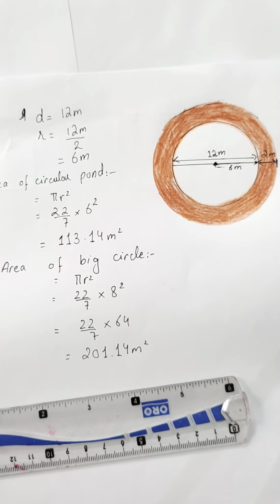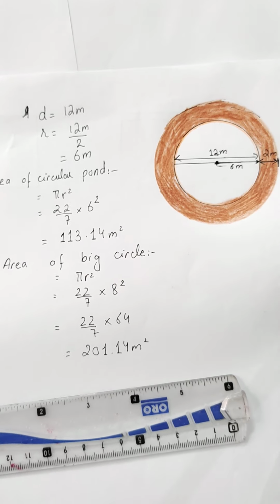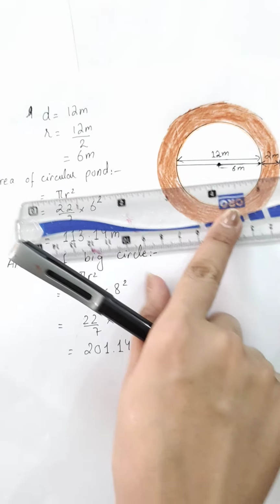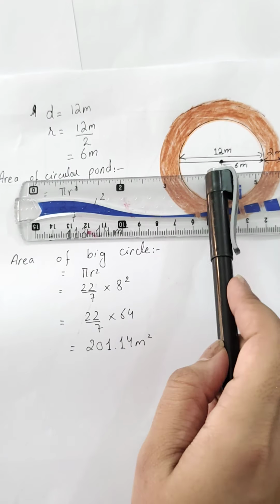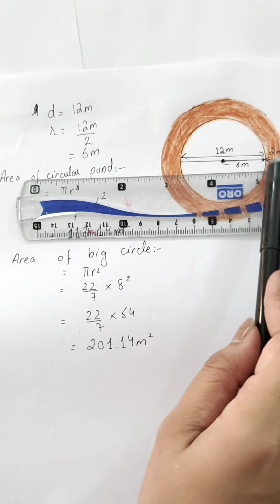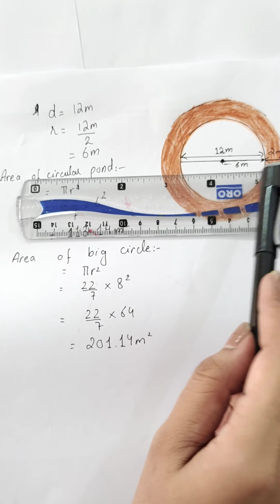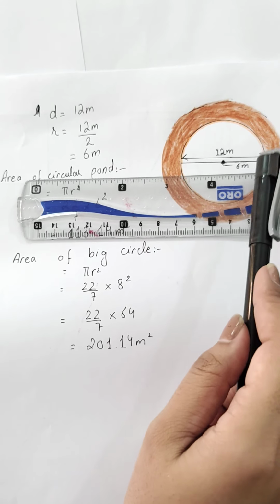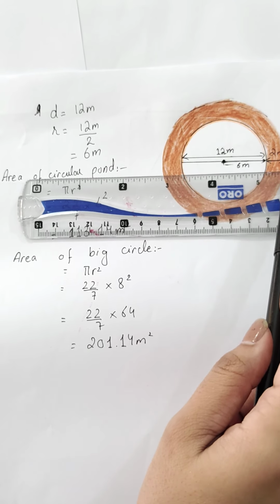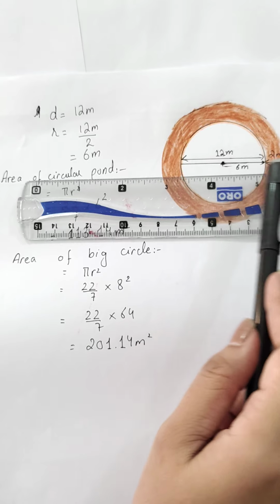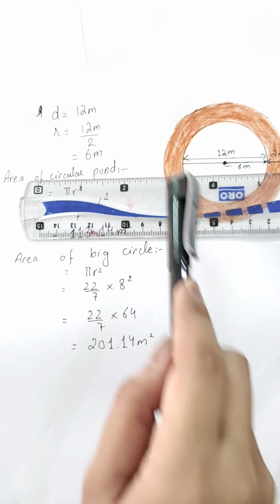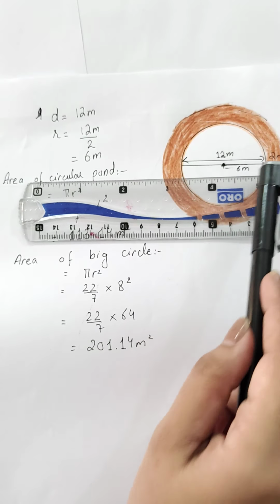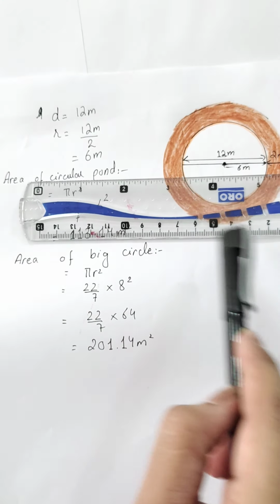Why have I taken 8 meter? Look at this. From here I will get the values. 6 meter is the radius of the circular pond, and when we add the 2 meter, which is the width of the path, it becomes a big circle, one more circle, because the path is also in the shape of a circle.